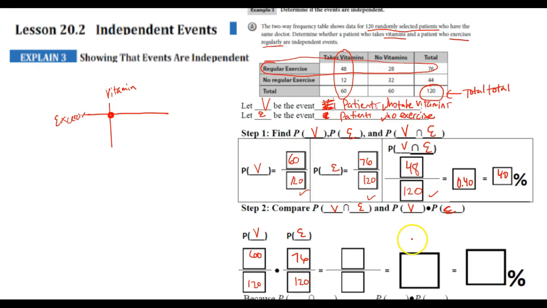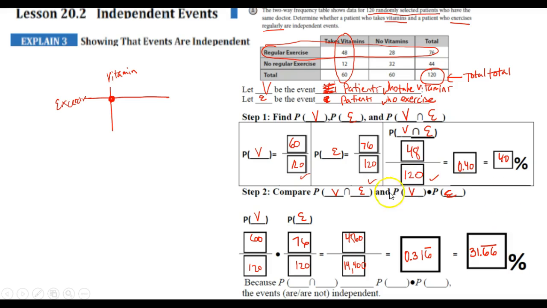Let's work that out. What would that be multiplied? That would be about 4,560 over 14,400. Let's divide that out and see what our decimal value would be, which is about 0.316 with the 6 repeating. And if we change that to a percent, that would be about 31.6%, with that 6 repeating.